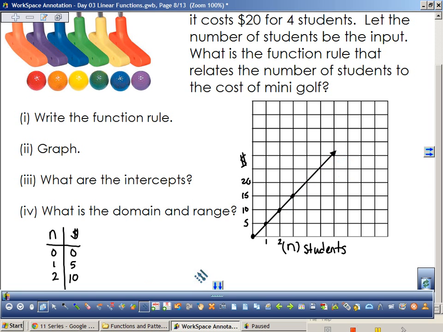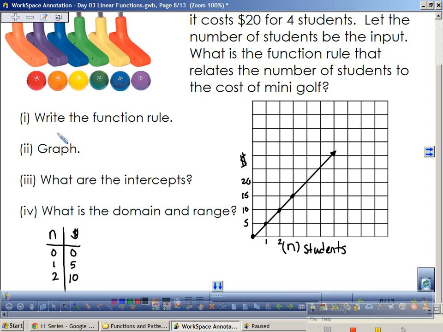Okay. Let's write a function rule. What would I use? Y equals something. Well, not Y. What do we use? Oh, money. Money sign equals what? Something plus 5n. Well, what do we normally use? When you have y equals mx plus b, what's b? Where you begin, right? Where'd we begin? At 0. So do we need to put anything for the begin? No. So just 5x or 5n. That's it. There's your function rule.